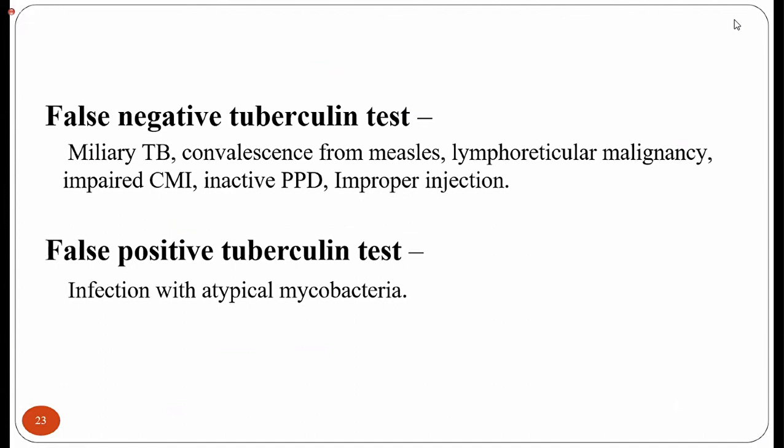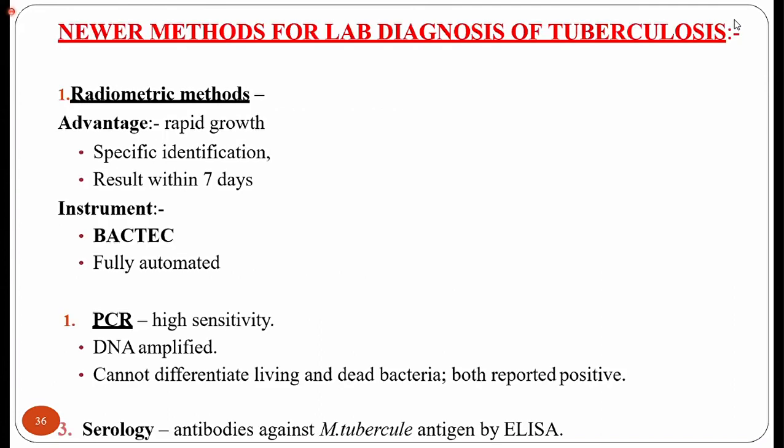hypersensitivity, and I'm sure you had this in immunology, but you need to know that sometimes you may get a false negative tuberculin test. Usually false negative tuberculin test occurs in miliary TB, disseminated TB, convalescence from measles, other malignant diseases, or impaired CMI, or inactive PPD, or improper injection. So these may be the causes of a false negative tuberculin test. False positive tuberculin test occurs if you have an infection with atypical mycobacteria.